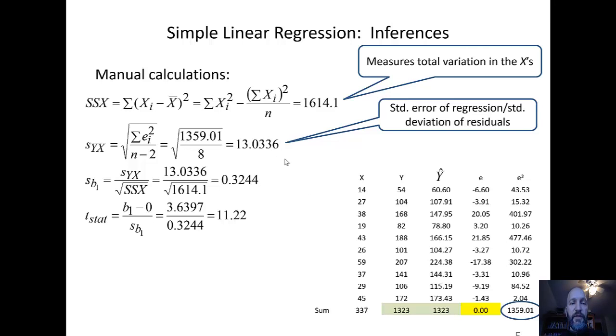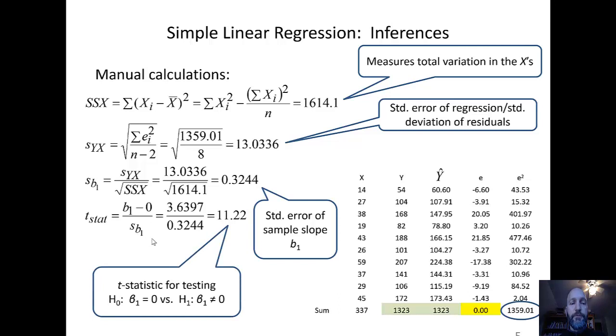So we have 13.0336, and then we need to use those things to come up with the standard error for the coefficient b1, and to get that we just take s of yx divided by the square root of ssx. And finally, the test statistic that we're calculating is b1 minus 0. Note that 0 is the value that we hypothesized in the null hypothesis. And so we're taking the point estimate minus the hypothesized value, dividing that by the standard deviation of the point estimate, and so we divide by S of B1. And this gives us our test statistic, which is a t random variable.